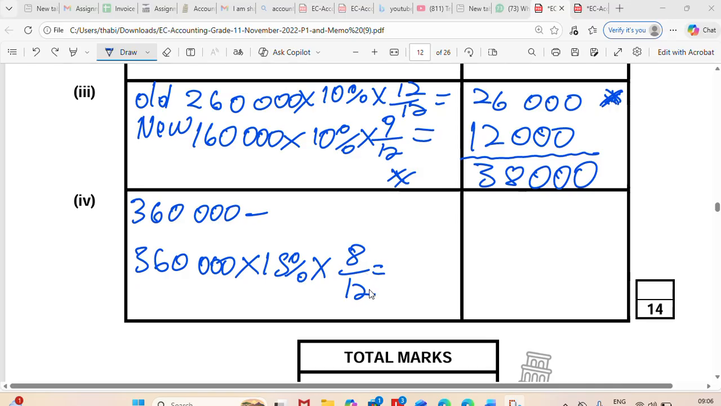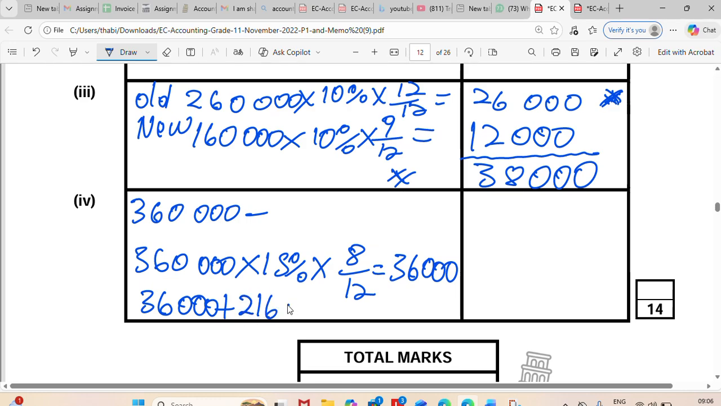Guys, I've made a mistake again here. The depreciation was supposed to be how much? 36,000, not 3,600. So I forgot a zero. Please check on your side as well. So it was supposed to be 36,000, the depreciation plus the accumulated that we have at the beginning.